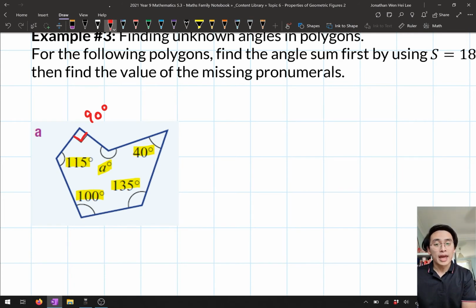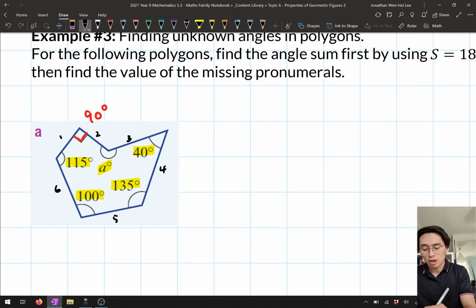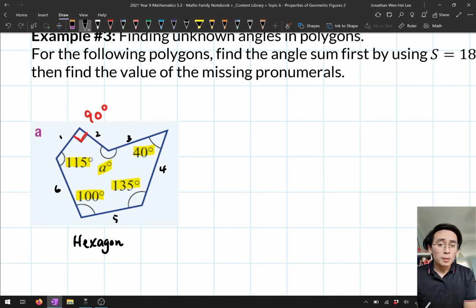Now, we can't just use our angle sum of a quadrilateral because this isn't a quadrilateral. Let's figure out what type of shape it is. So we've got 1 side, 2 sides, 3 sides, 4 sides, 5 sides, 6 sides. We've got 6 sides, and so this is actually a hexagon. So what we need to do first is find the angle sum of a hexagon.